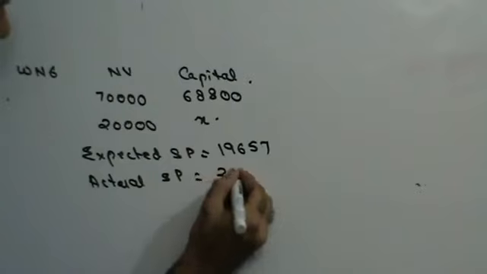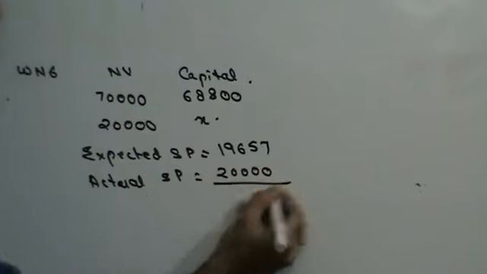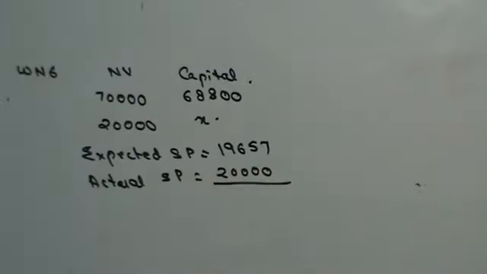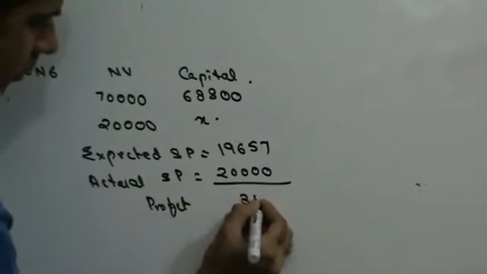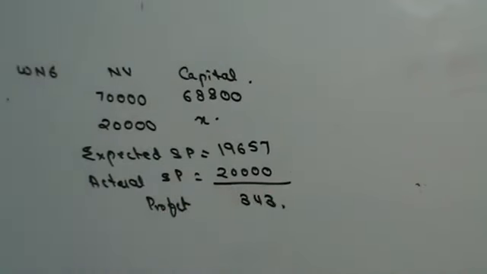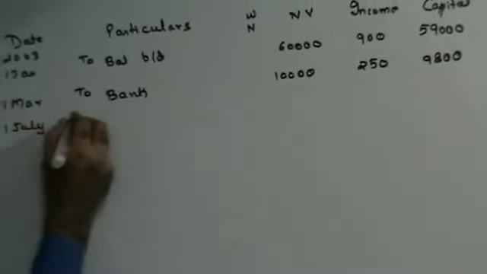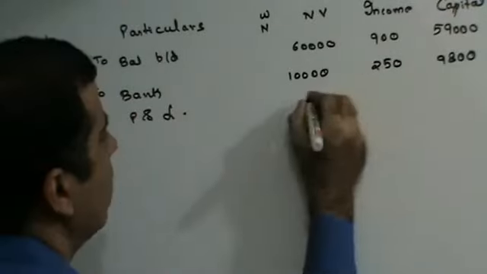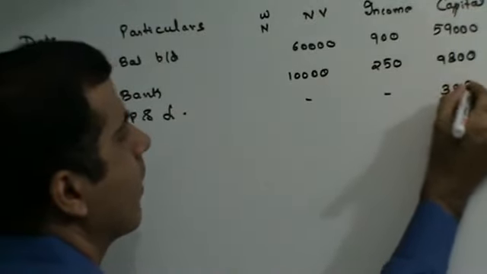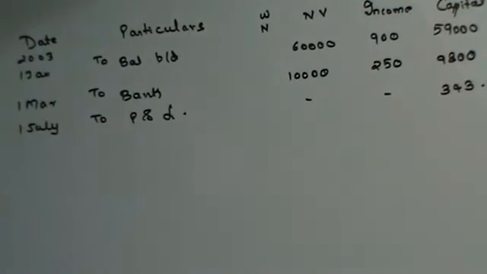Actual selling price is 20,000. I should have sold it for 19,657 rupees. Instead, I have sold it for 20,000. So in that case, I am making a profit of 343. Profit will come on the debit side here, 1st July, to P&L, profit 343. Right? So I made a profit of 343 in the transaction.